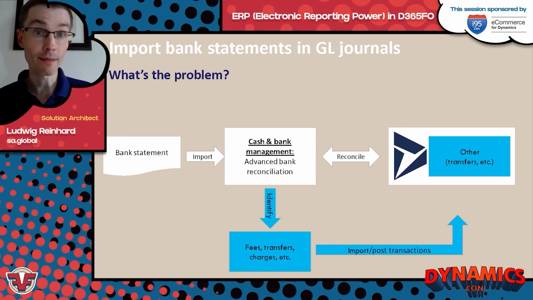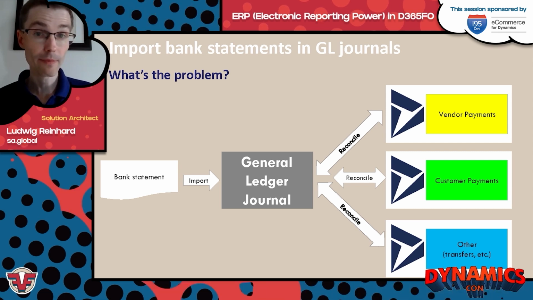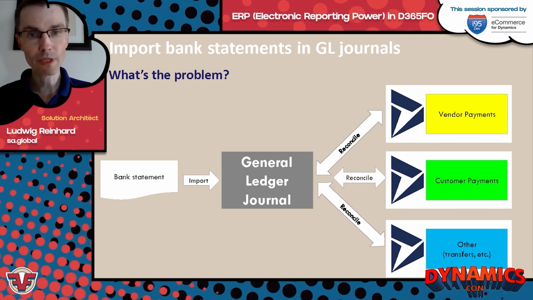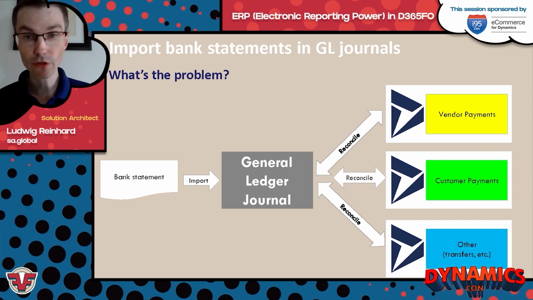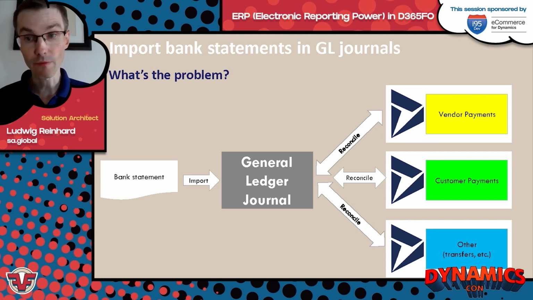I prepared the following slide for you that highlights the concept that I want to demonstrate. On the left-hand side, we start again with the bank statement, but different from what you might be used to from standard Dynamics, we import these statements into general ledger journals. And then in these journals, we reconcile the vendor payments, customer payments, and other transactions at once. So there's no additional step. There's no moving around in the system necessary. You can do it all from within a single form.